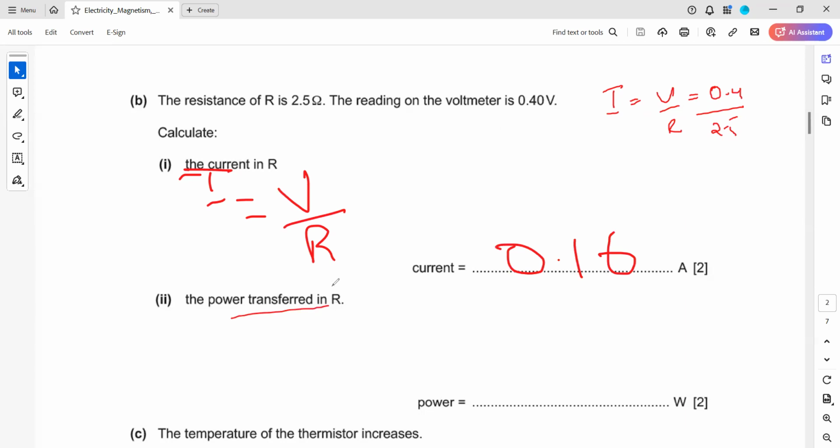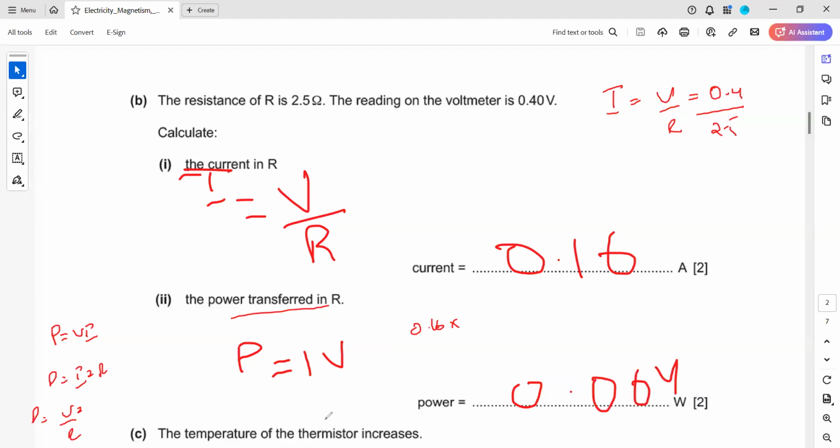Then the power, if you need the power, you have the voltage, you have the current, or you have the resistance. There are three different formulas for power: P equals VI, P equals I squared R, or P equals V squared over R. Any one of them you can use, and you will get the same answer. P equals IV. So you have the current from your previous answer, 0.16, multiplied by the voltage, which was 0.4, and you get 0.064 watts.